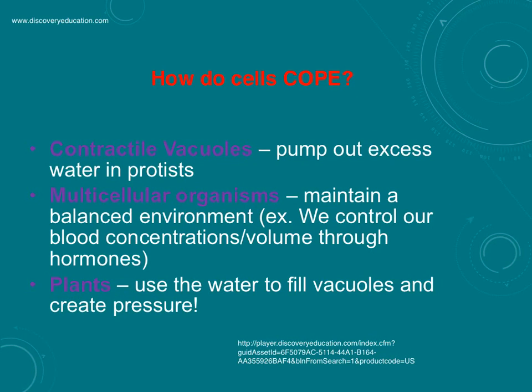Now, how do cells cope? Well, cells have things like contractile vacuoles, which we'll look at later when we talk about protists, but these are structures that can regulate the amount of water in the cell. Multicellular organisms can work to maintain homeostasis by affecting the concentrations of water in the bloodstream through different hormones. You have excretory organs like the kidneys, which can get rid of excess, like toxic liquid waste. Plants use their central vacuoles to affect the amount of water in the cell, which can also create the pressure that gives you the swollen look of leaves that you see on a healthy plant.